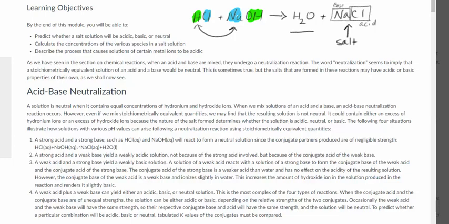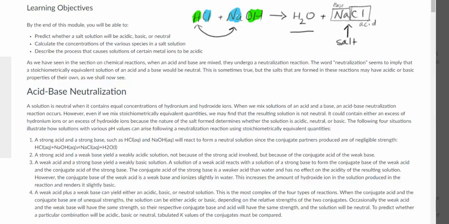Now, I chose hydrochloric acid and sodium hydroxide that forms sodium chloride because most people do recognize sodium chloride as table salt. So it's not a big leap to say the salt when we're talking about an acid-base reaction. Now, when a strong acid and a strong base react together, they will typically form a neutral solution when they are in stoichiometrically equivalent amounts.